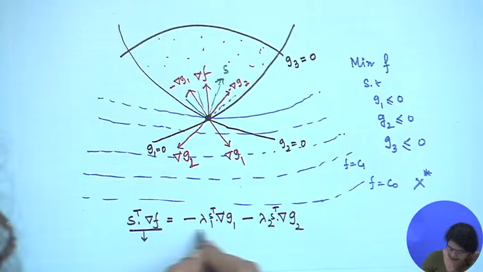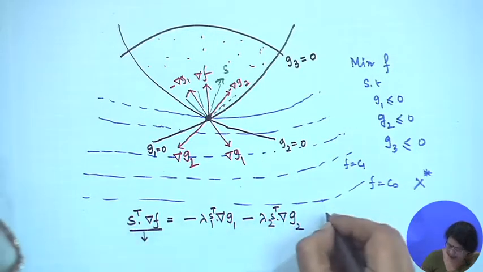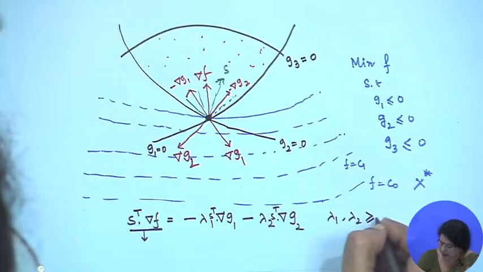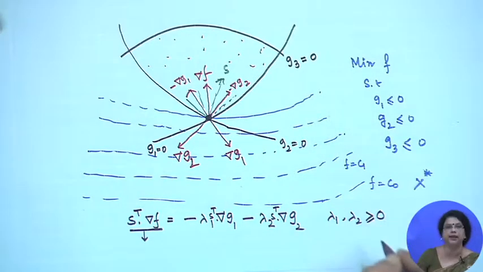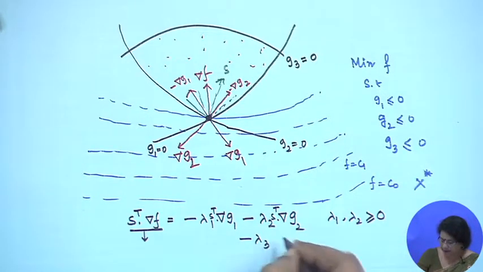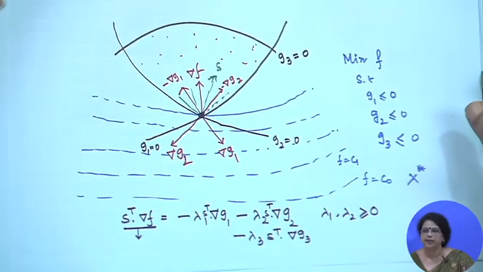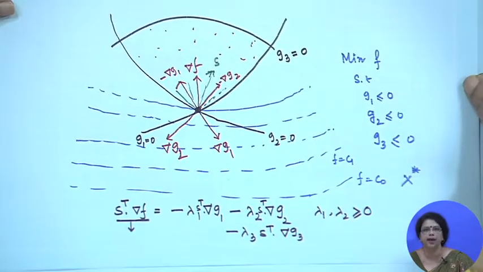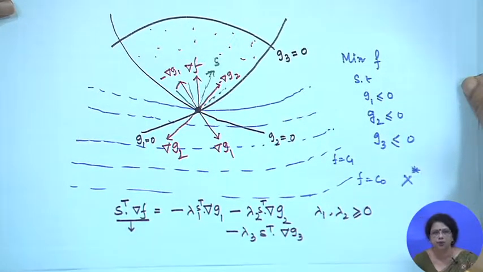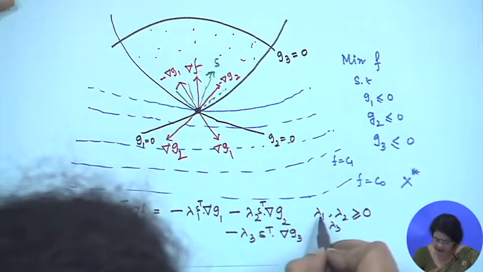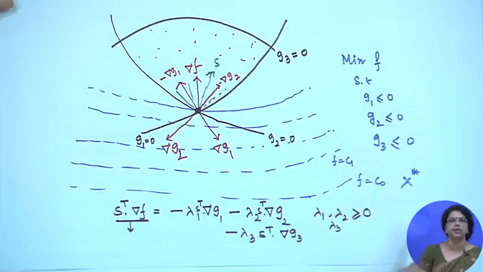That is why to adjust the sign, we have said that lambda 1, lambda 2 must be greater than 0 in this case. Equal to will be there if we are having an inactive constraint in the group. Since G3 is inactive, the corresponding lambda will be 0. That is why lambda 1, lambda 2, lambda 3 are greater than or equal to 0, where lambda 1 and lambda 2 are strictly positive, but lambda 3 is 0 here.